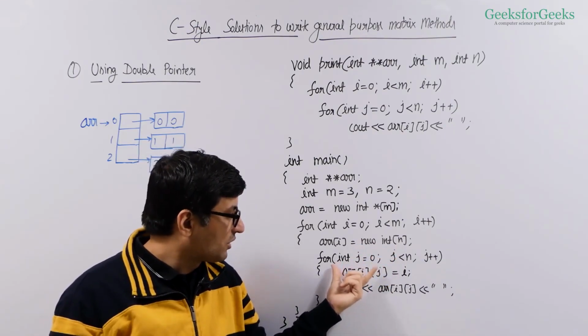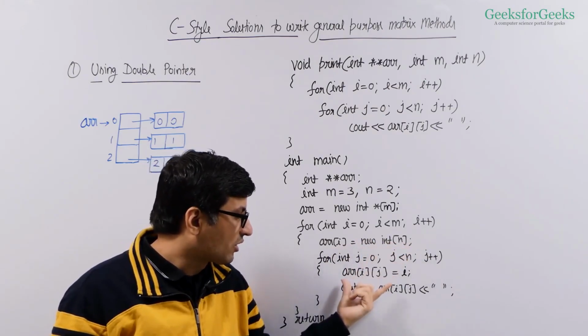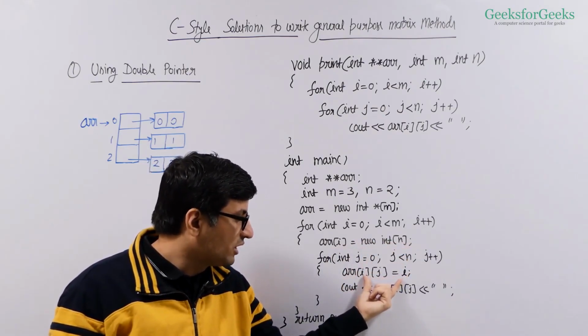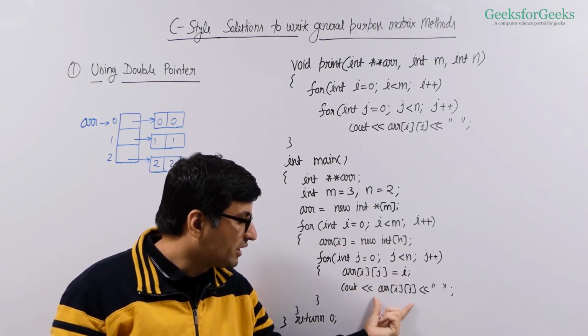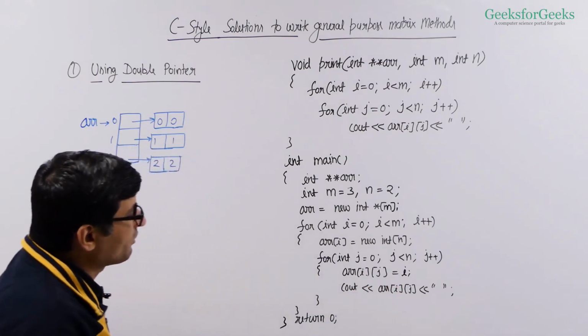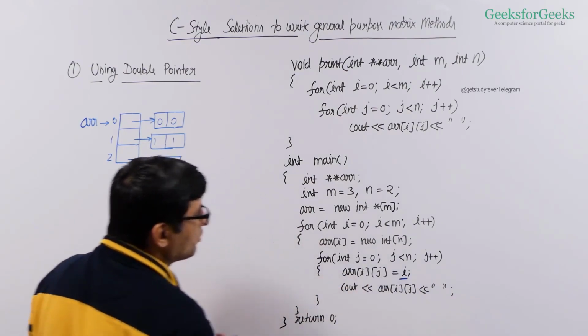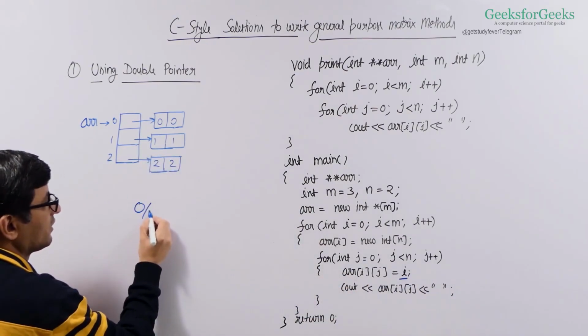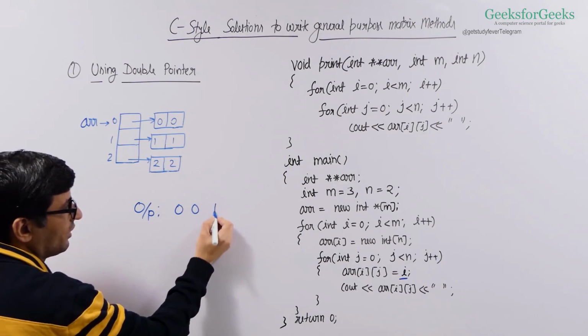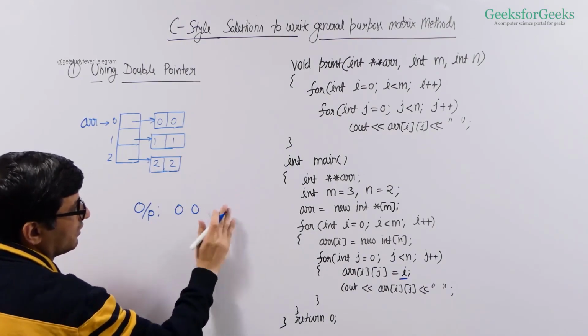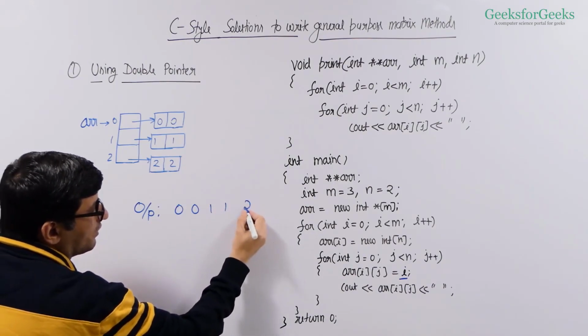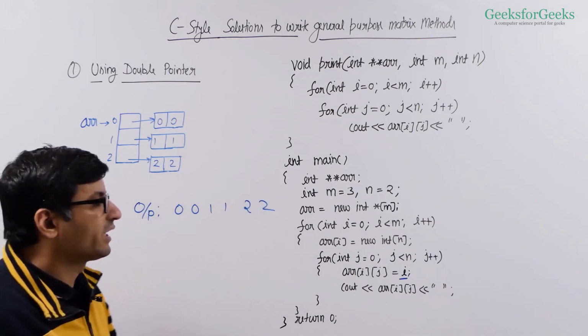Now we traverse through these individual allocated rows, we assign some value to individual elements, and then we print these individual elements. So what are we doing here? We are assigning i here to the elements of the ith row. So we are going to get the output as 0, 0, 1, 1 and 2, 2. This is what we will get as an output.